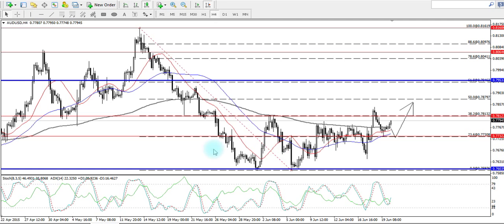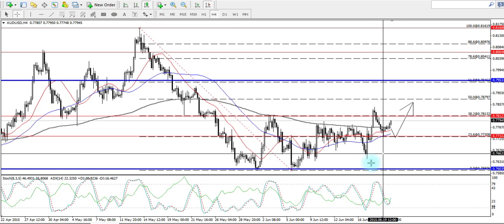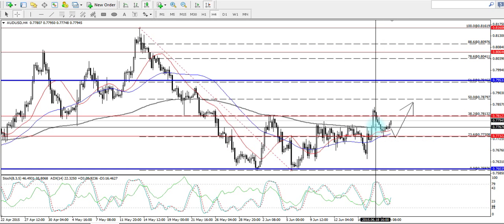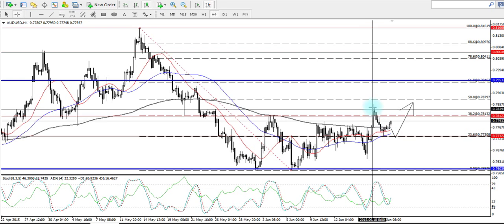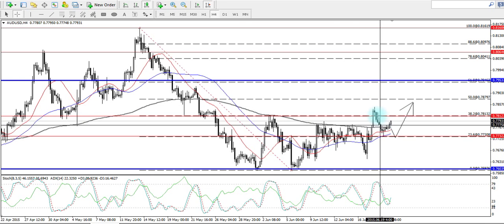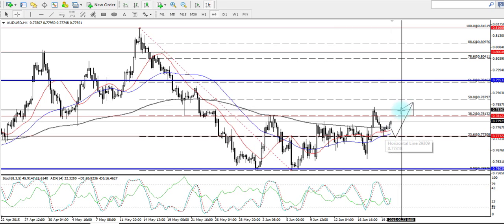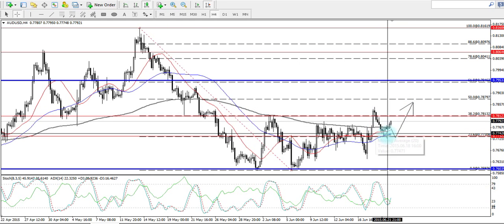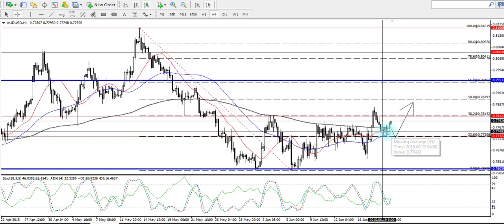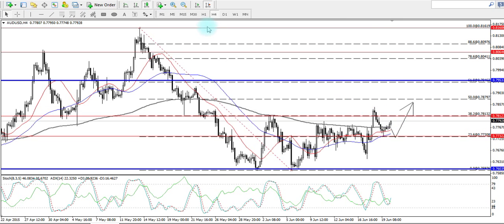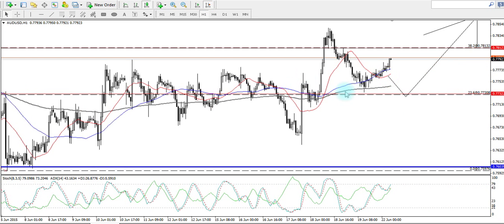Next we have the Aussie against the US dollar. So price has been seen retracing even after it has broken above the 200 moving average and the retracement level of 38.2%. With the Fed itself, we are expecting price to appreciate further, and the retracement has probably been over and done. So we are looking for the long opportunity.